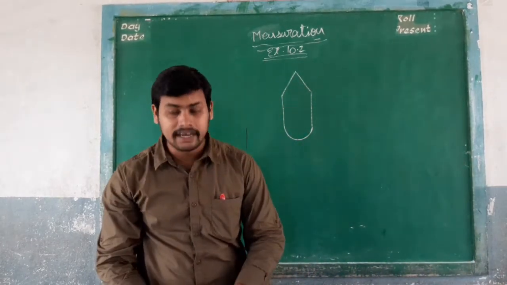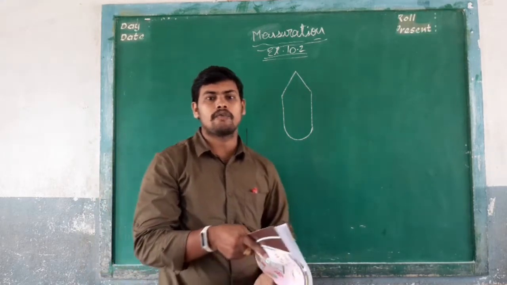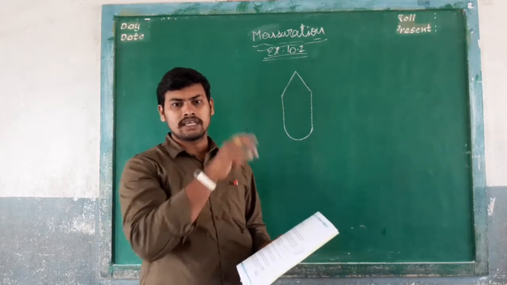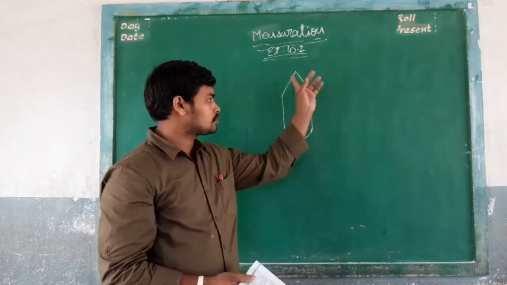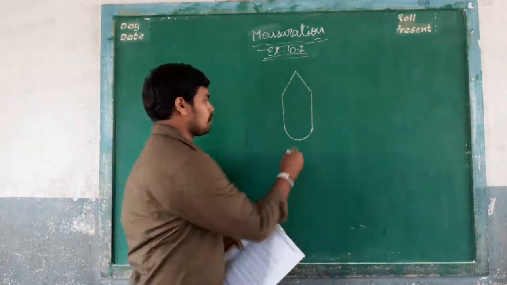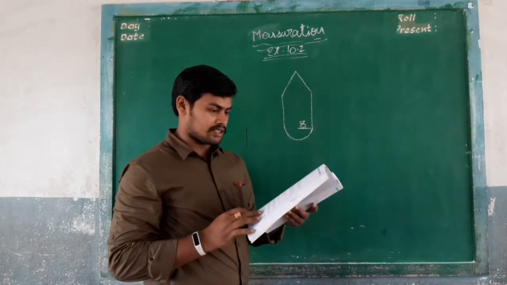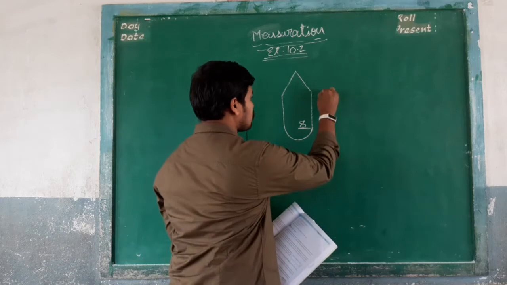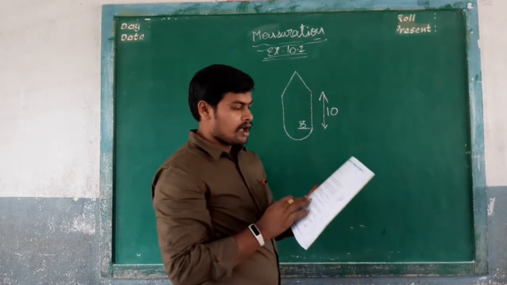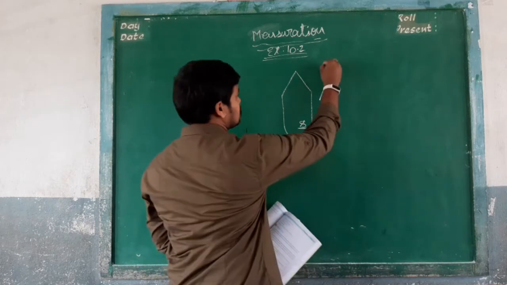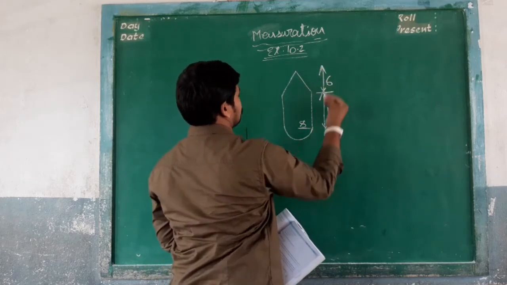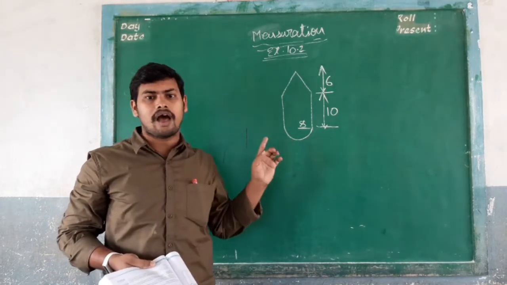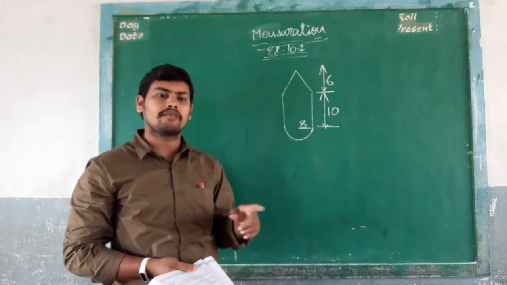The radius of the common base: I already told you, whenever a cylinder is mounted on a hemisphere or a cone is mounted on a cylinder, there is a common radius for all 3 solids. So here the common radius is 8 centimeters. The height of the cylinder is 10, and the height of the cone is 6. So what is the height of the hemisphere? The height of the hemisphere is always its radius.